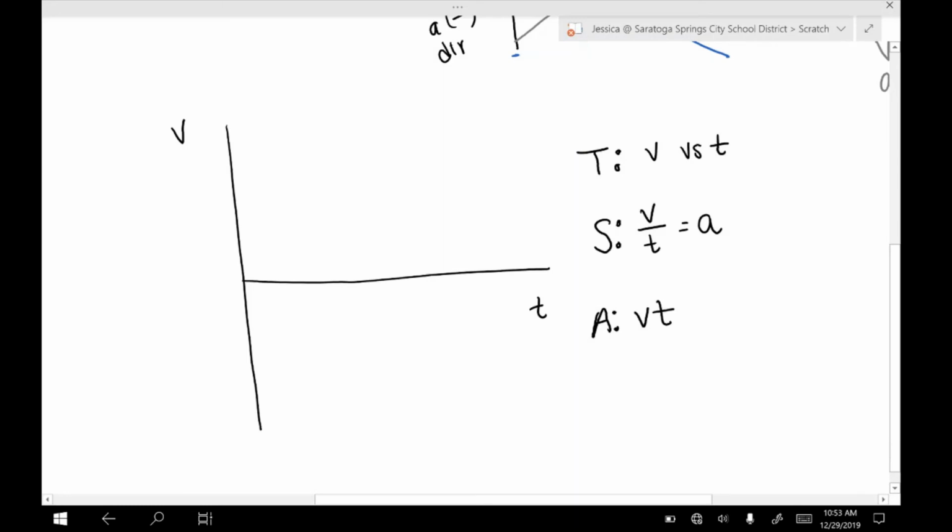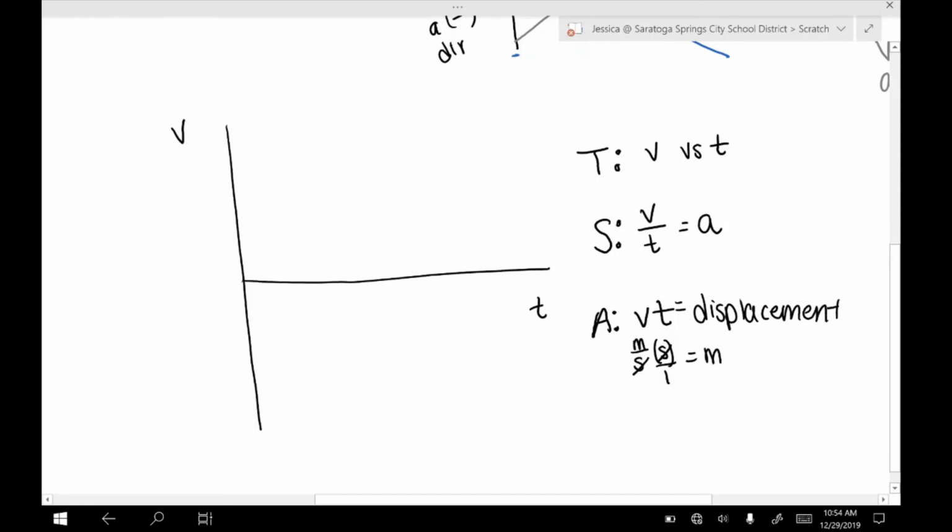Now, it might not be immediately obvious what that is, so let's look at the units. Velocity is in meters per second. Time is in seconds. If I multiply those two together, the seconds cancel and I'm left with meters. So that means the area of this graph is my displacement.